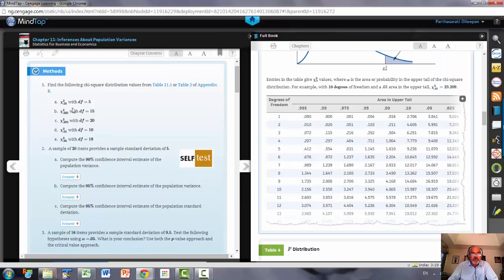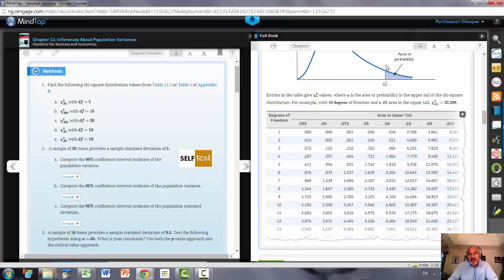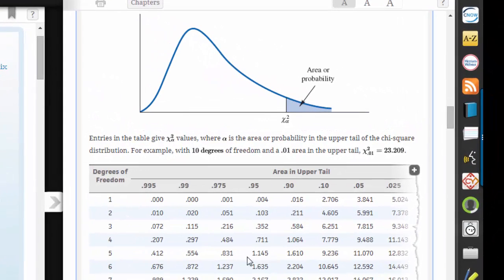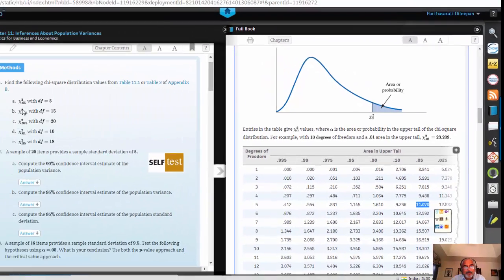Okay, so let's look at how to find the table value for chi-squared. Remember, for chi-squared, the subscript is the area to the right of that point. So if you want chi-squared of 0.05, that area is 0.05, area to the right. And for degrees of freedom of 5, you go to degrees of freedom of 5 and to 0.05, then that's your answer to part A.